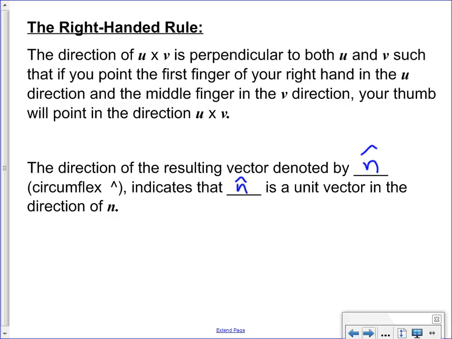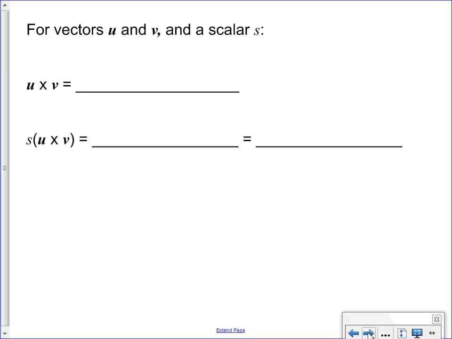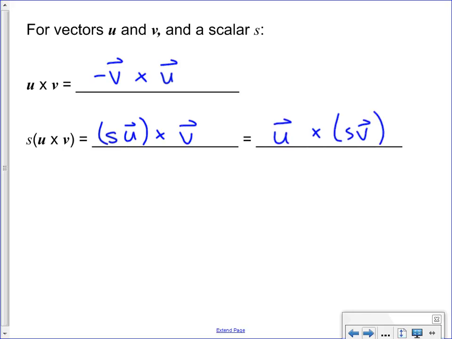A couple of properties for the cross product. If you take the cross product of u and v, that's the same thing as taking the cross product of negative v and u. So it's going the other direction. And this should look familiar. If you take a scalar times the cross product, then you could just take the scalar of one of them cross the other, and vice versa. So u cross scalar v. You just have to apply the scalar once, which makes sense.